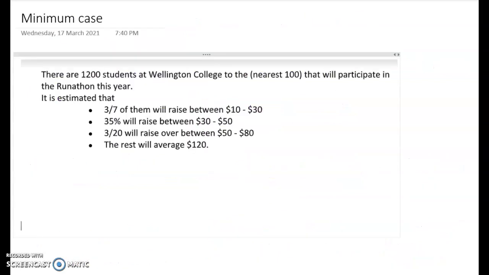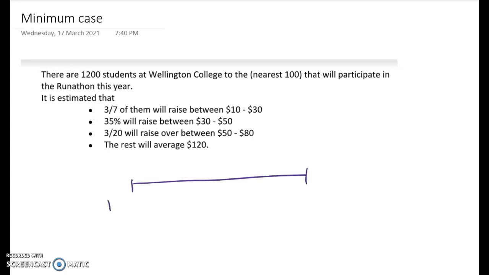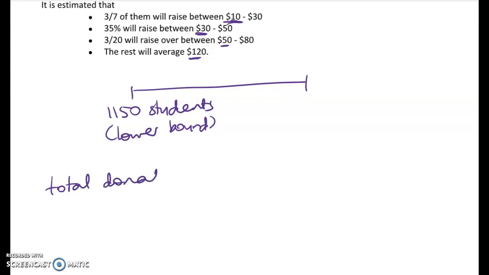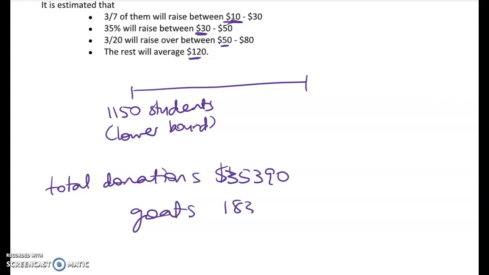Right, so for the minimum case, I'm going to use 1,150 students, and that's the lower bound. Then in here, the numbers won't change, but the amounts will change. So when I worked that through, I ended up with total donations of 35,390, and when you work that through, you end up with 183 goats.